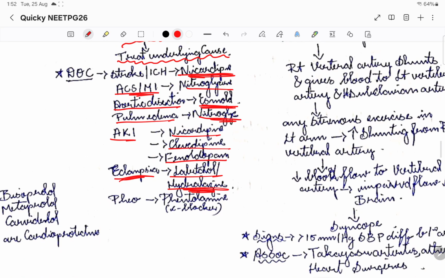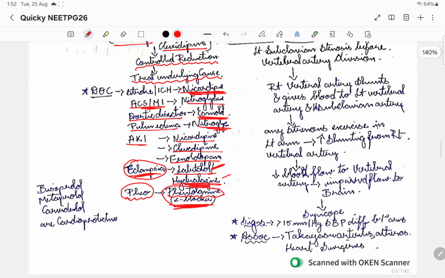Then you know that, right? In eclampsia, in a patient with a pregnancy that is having seizures, we cannot use ACE inhibitors and ARBs. The best drugs are hydralazine and labetalol, right? So this is the antihypertensive that we can use. Then coming to pheochromocytoma, we discussed, right? We'll be using an alpha blocker, phentolamine. Okay, best choice of drug, phentolamine, with respect to the emergencies.